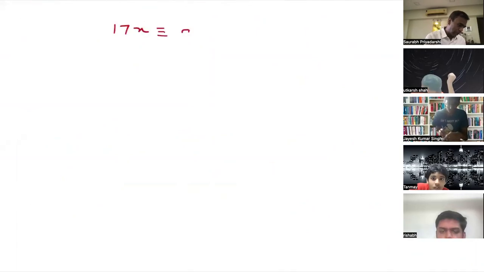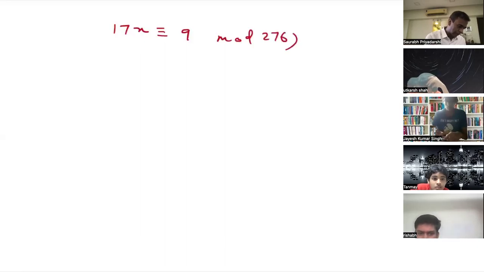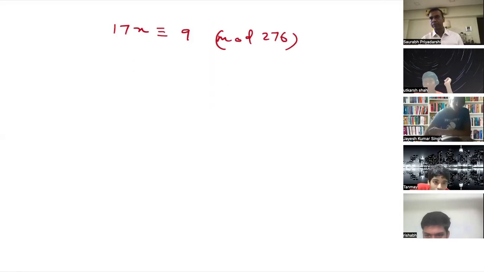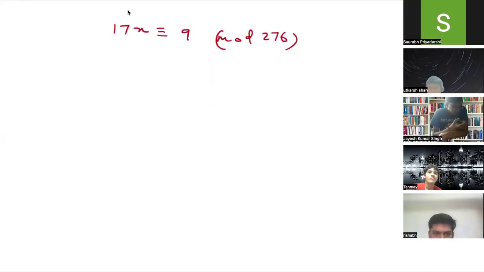17x congruent to 9 mod 276. Solve for x. Try to apply the concept on this question.